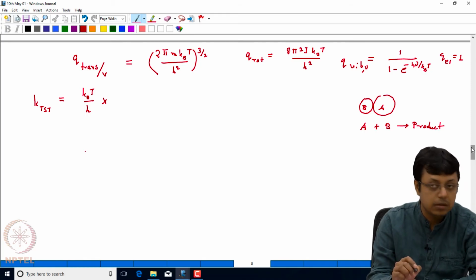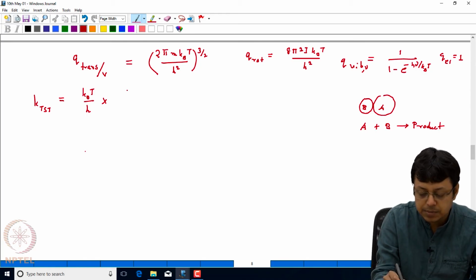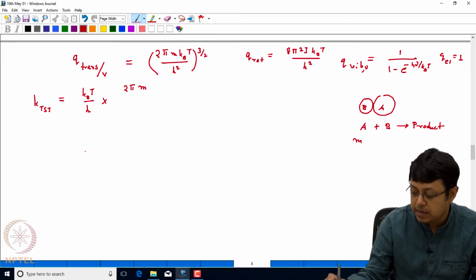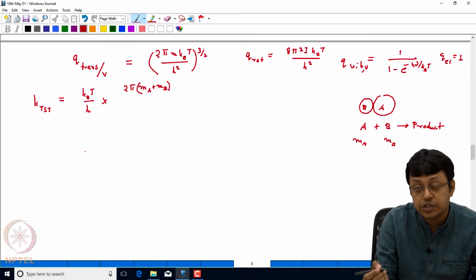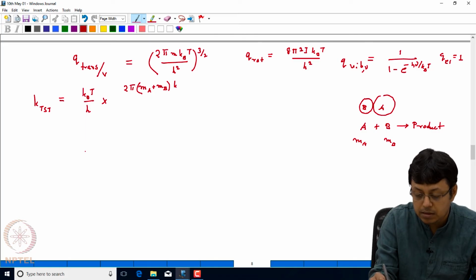So now we can proceed. The expression will first have Q AB dagger divided by V, so it has its translational partition function, which will be 2 pi m. Now if the mass of A is Ma and the mass of B is Mb, the mass of the transition state will be Ma plus Mb, because the total mass is conserved, divided by h squared, where h is the Planck constant, raised to 3 by 2.